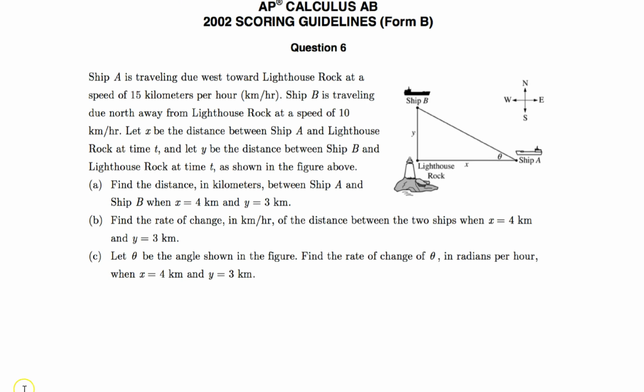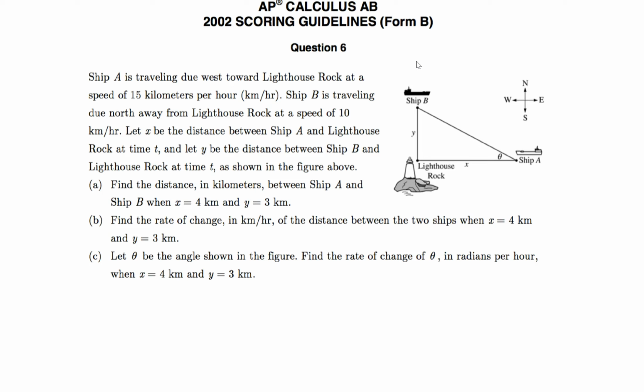So let's look at this one from the 2002 test. So give us a little picture here, and they want to tell us a ship A is traveling due west, so ship A, at a speed of 15 kilometers per hour, and ship B is traveling due north at a speed of 10 kilometers per hour. So basically, it's all this, right? So this is a related rates question.